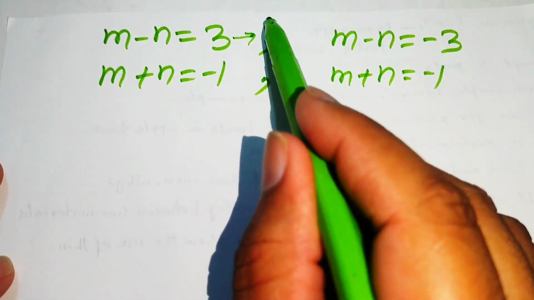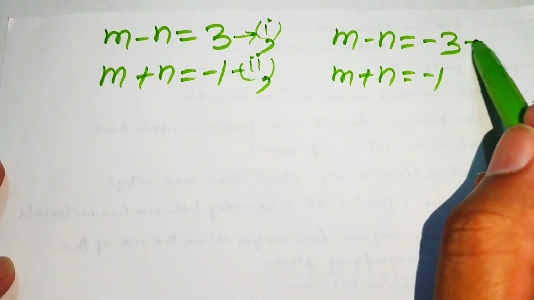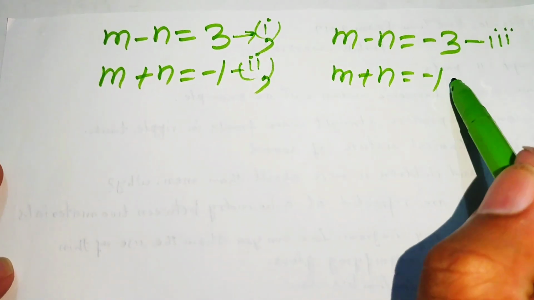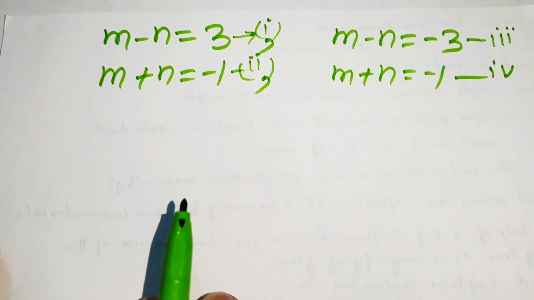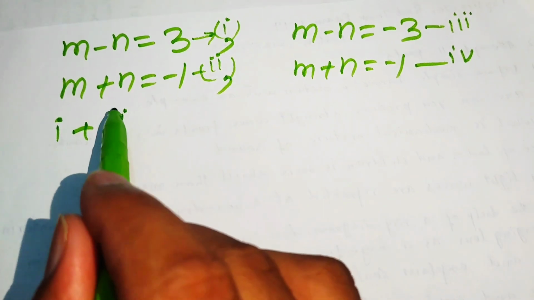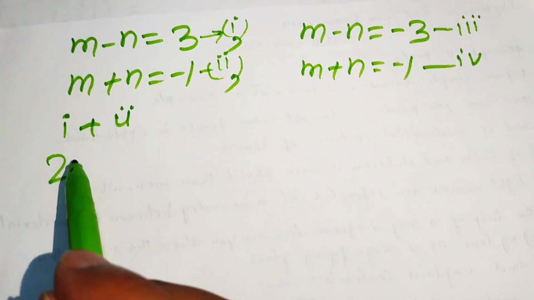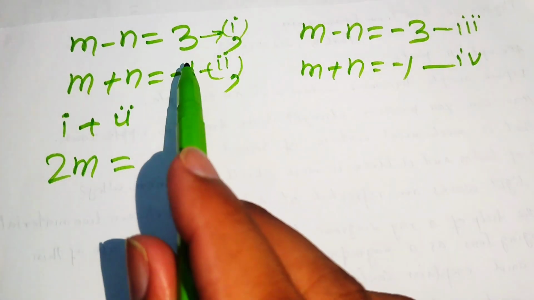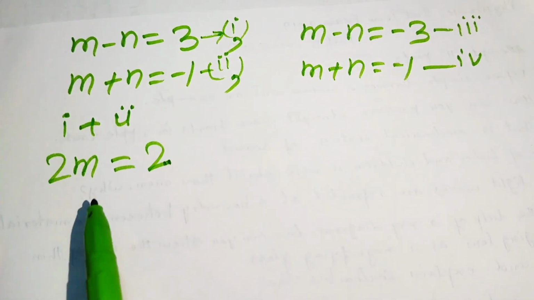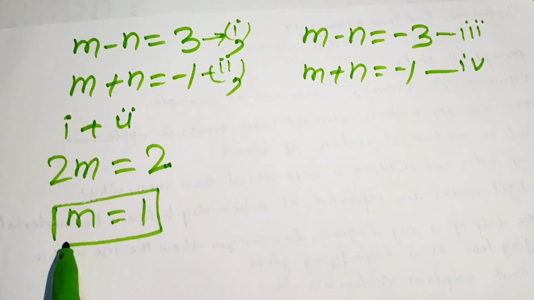So here we call this equation number 1, and this equation number 2, and this is equation number 3, this is 4. So now here again we add 1 plus 2. So when we add 1 plus 2, you see here the negative and positive are gone, and we get 2m equals 3 minus 1 is 2. So here you easily get the value of m equals 1.